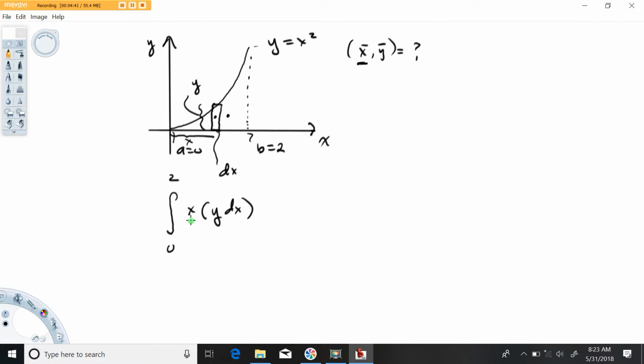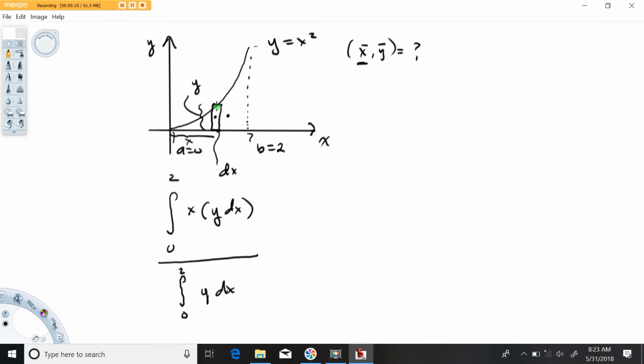Now, again, this is basically what we're doing. We're trying to find the average x value, weighting it by area. So it's the x location of the centroid of this rectangle times its area. Then what we do is we divide out the total area. And the total area under this curve is going to be the integral 0 to 2 of, we'll just say y dx for now. Y dx being the area of the rectangle.